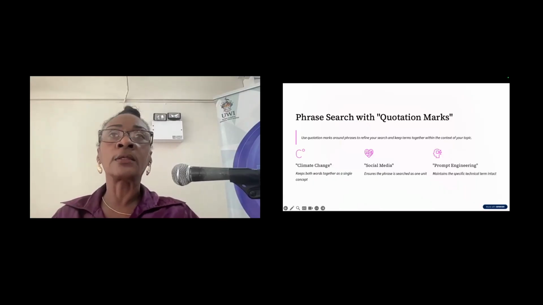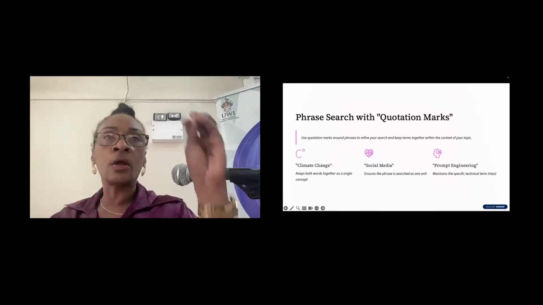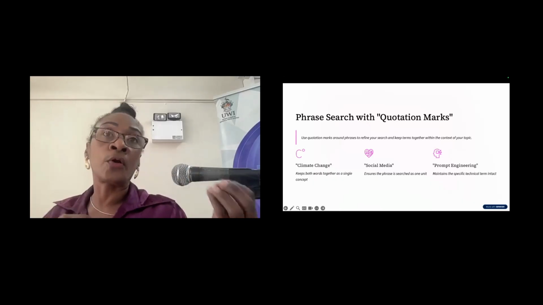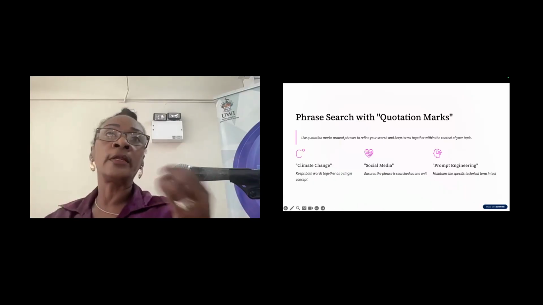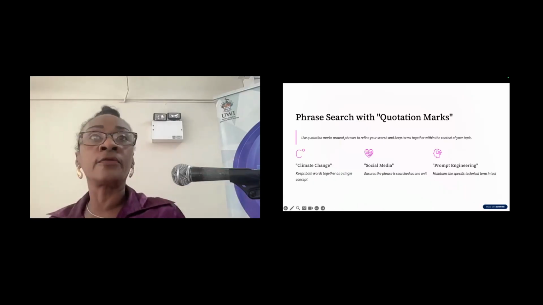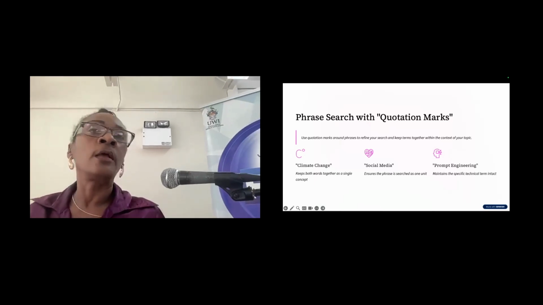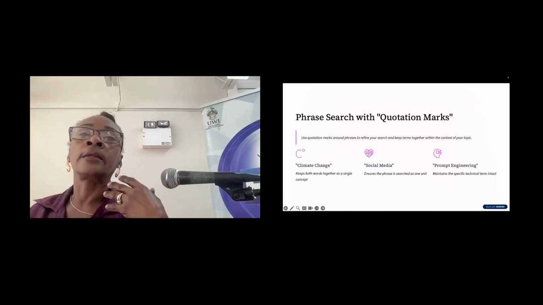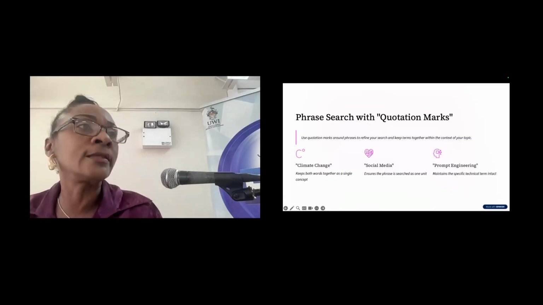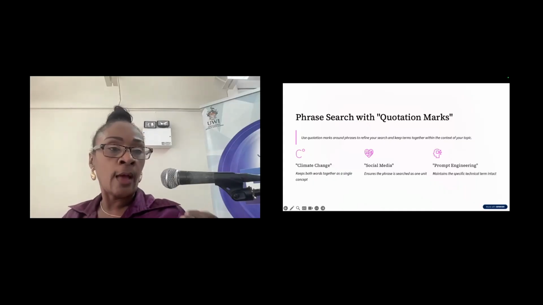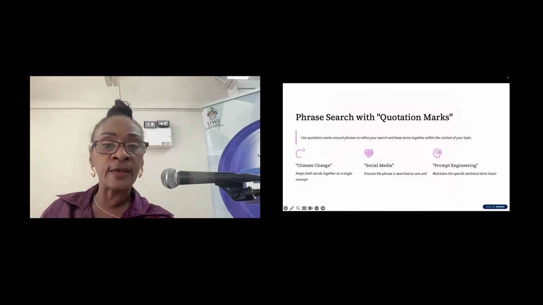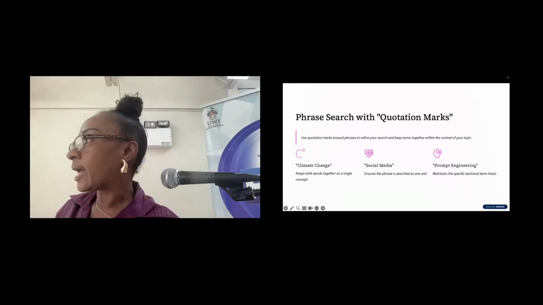Why I say that is because if you don't use the double quotation marks, you get resources wherever you find any of the words from that phrase, so you pull in everything. You get a plethora of results that are not relevant to your topic. Keeping the phrase together with quotation marks refers to the context in which you are searching. Ensure the phrase is searched as one unit and not as different words, and maintain the specific technical term intact.